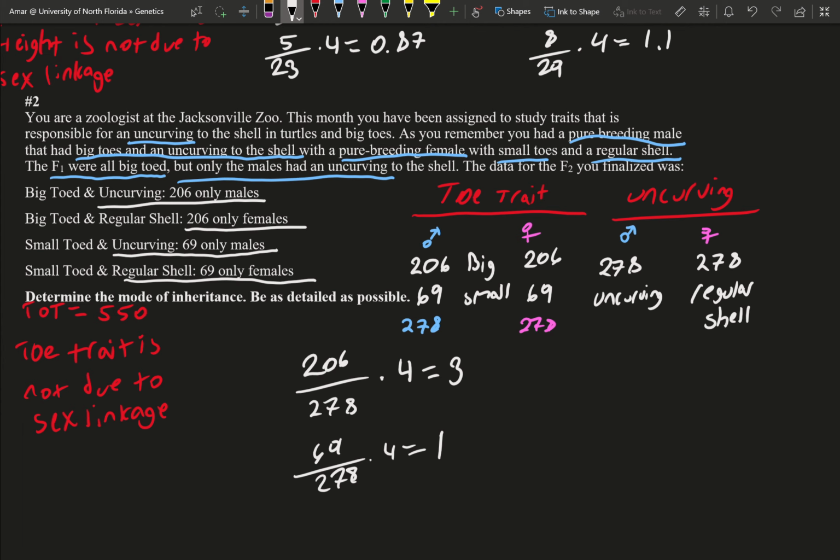So now what we have here is a situation where the phenotypic ratio for the uncurving trait is not the same between males and females. Right? Because what we're saying here is that males are uncurving, whereas females don't actually have an uncurving phenotype at all associated with them. So therefore they have two different phenotypic ratios between them. Right? So because of this, what we can say is that the uncurving trait is due to sex linkage.